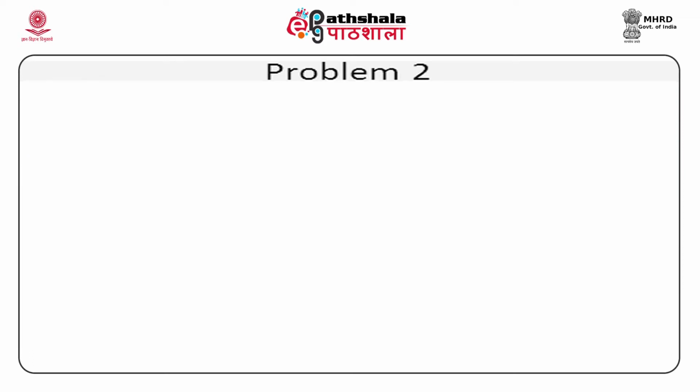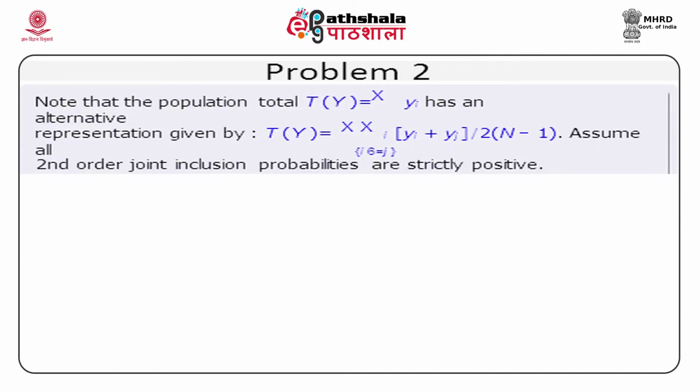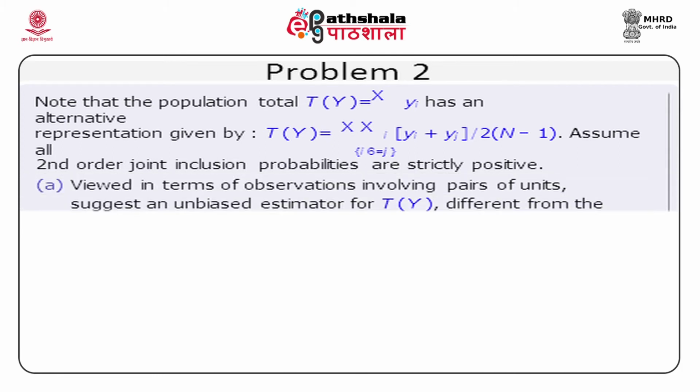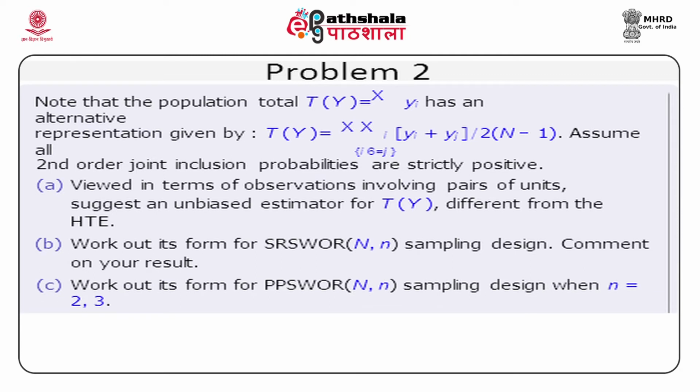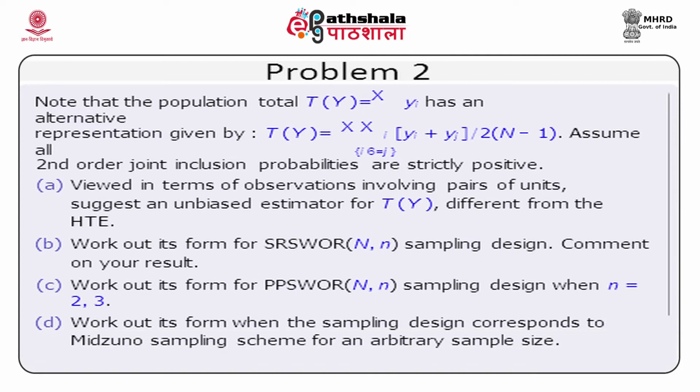Now, let us take up problem number 2. Note that the population total T y equal to summation y I has an alternative representation. Can you pick it up now? Assume all the second order joint inclusion probabilities are strictly positive. Viewed in terms of observations involving pairs of units, suggest an unbiased estimator for the total different from the Horvitz-Thompson estimator. Work out its form for simple random sampling without replacement sampling design, and comment on your result. Work out its form on PPSWOR sampling design when small n is 2 and 3. Work out its form when the sampling design corresponds to Mizuno sampling scheme for an arbitrary sample size.